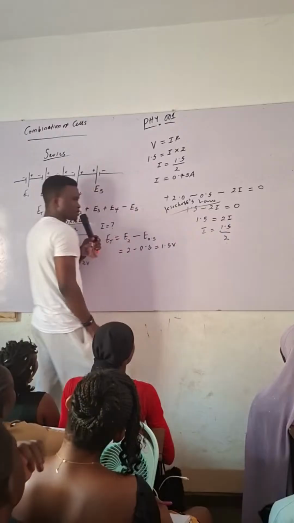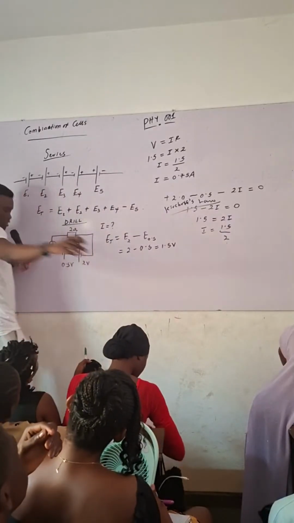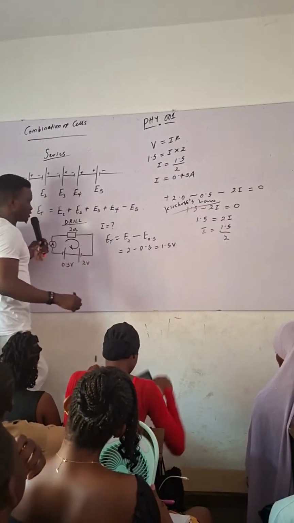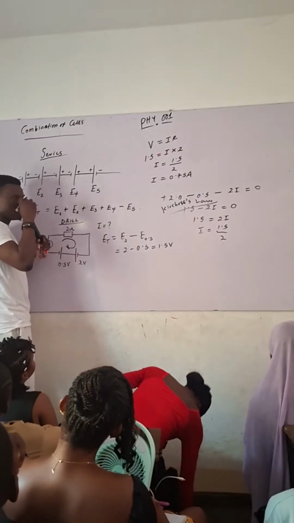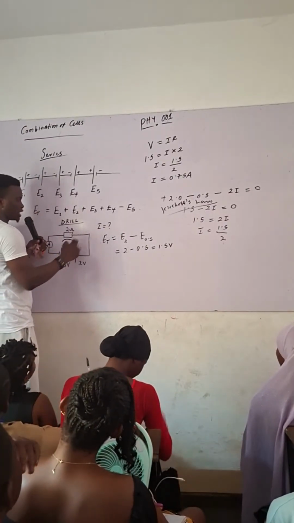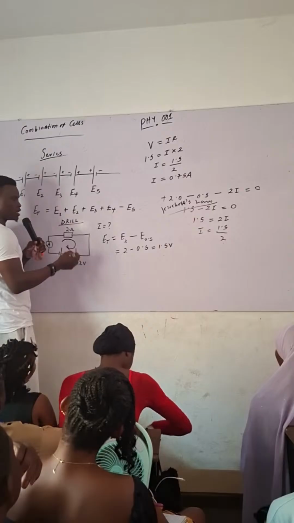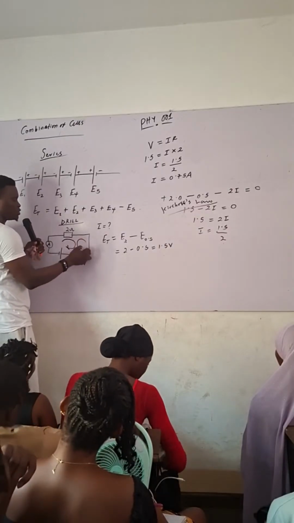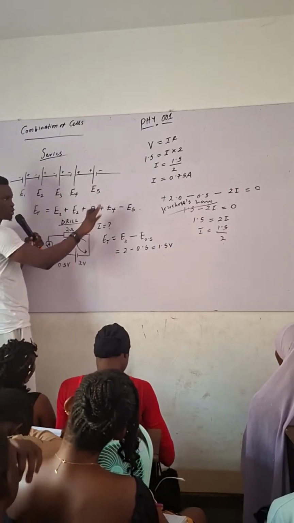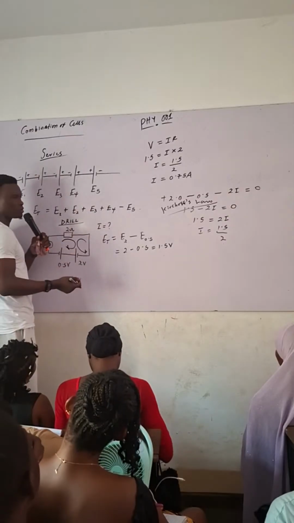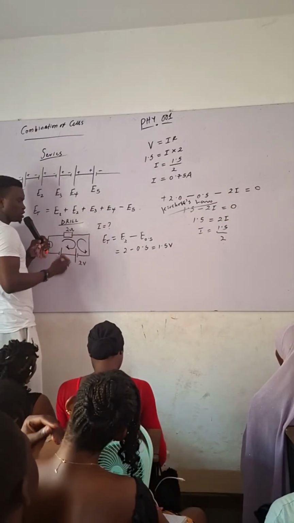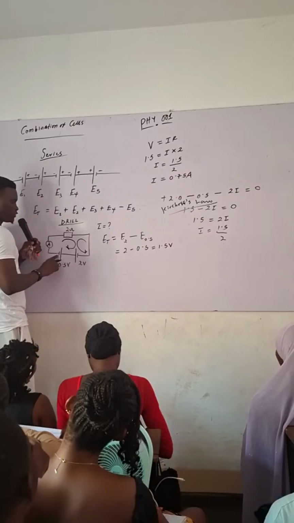I just applied something. Now, let me do it the other way around. I went like this. I know what I'm doing, so don't be bothered. Let me do it this way. You will see that what I'll do will be different from what I did, but I'll still get the same answer. Here now, I'm going from here to here.